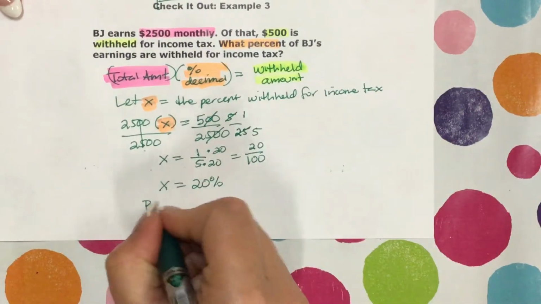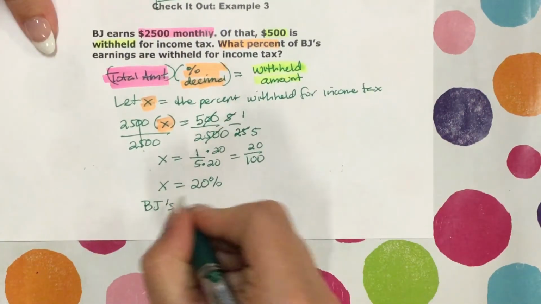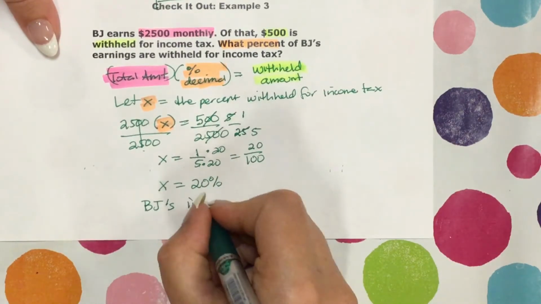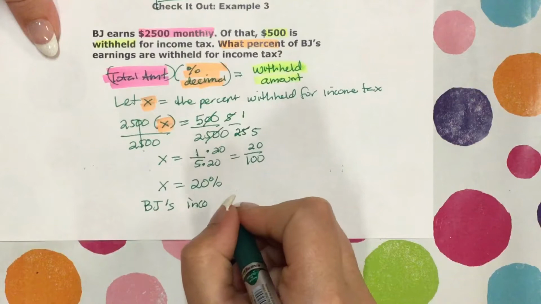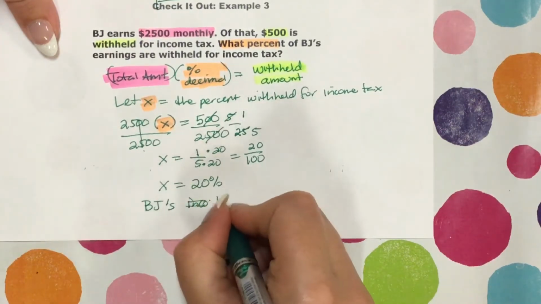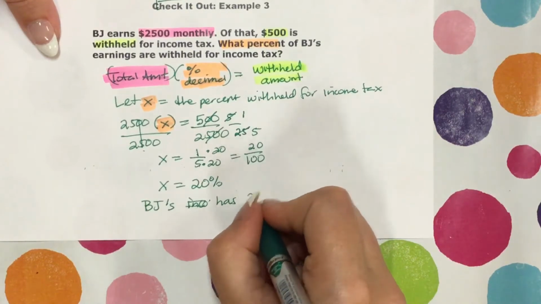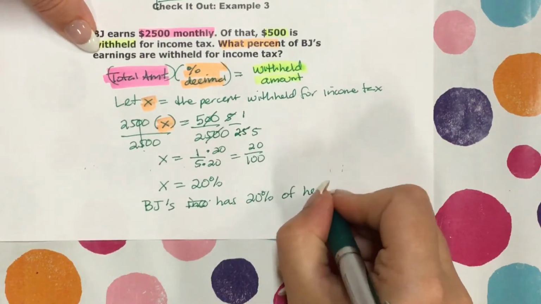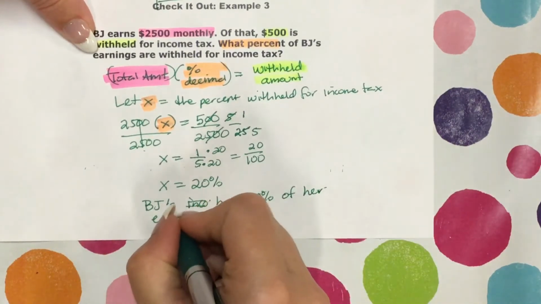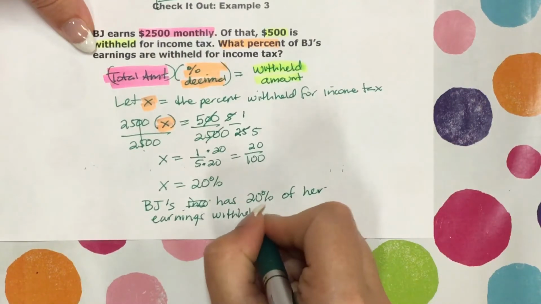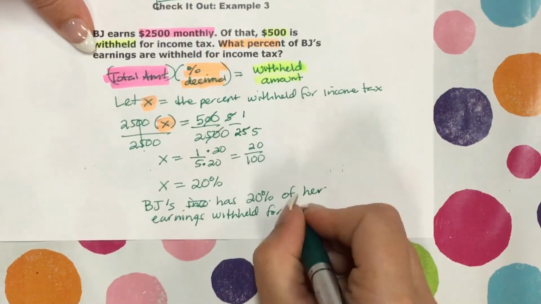So BJ's income tax, let's say BJ has 20% of her earnings withheld for income tax.